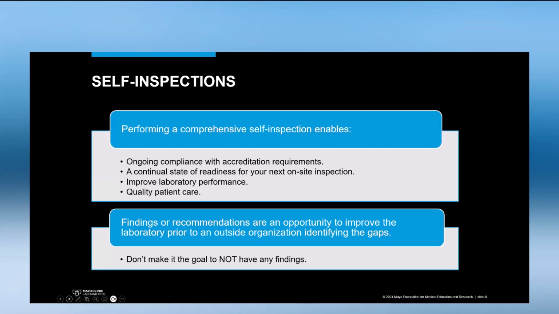Findings and recommendations are an opportunity to improve the lab prior to an outside inspection. A self-inspection with no findings is not providing the lab an opportunity to improve. Be harder on yourself than an outside inspector might be. You'd rather find something internally than have an outside inspector find it. Don't make it the goal to not have any findings. The goal is continuous improvement.